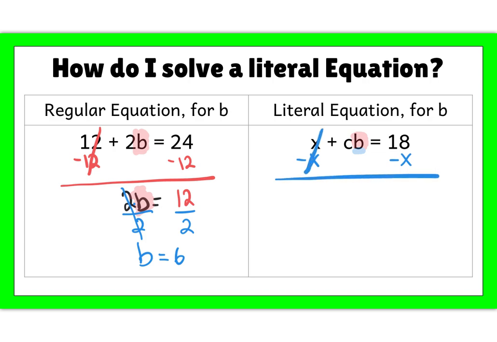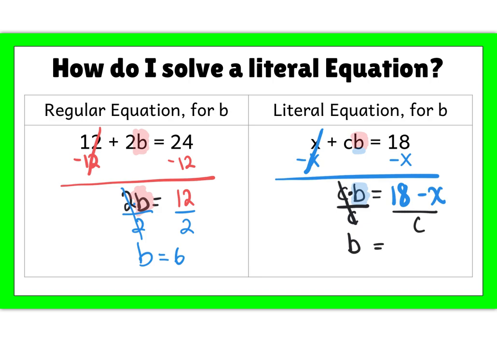And now 18 minus x, because I can't actually do that subtraction like I did with the 24 and the 12, I'm just going to write 18 minus x. I'm not going to actually subtract anything. And then I'm going to bring down my equal sign and my cb. So I still want to get b by itself. So b is being multiplied with c, because the two letters written together is the same thing as 2 times b. And the opposite of multiplication is division. So I'm going to divide both sides by c. c divided by c is going to give me 1. So I have 1b left.